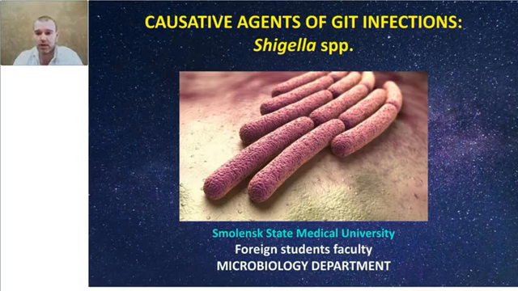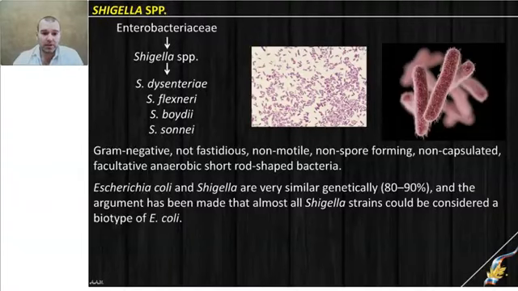Good day, dear students. In the current lecture, we will continue our discussion of enteric pathogens. We will talk about the second genus of enterobacteria. It is Shigella. Shigella, as any other enterobacteria, is a gram-negative, rod-shaped, non-sporing, non-fastidious, facultative anaerobic bacterium.